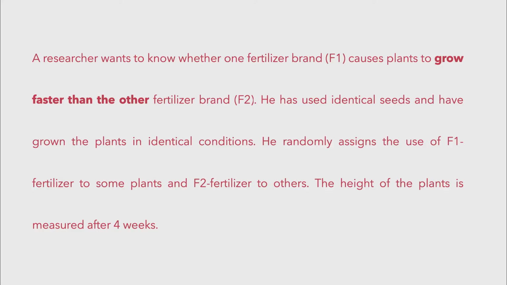This researcher has used identical seeds and has grown the plants in identical conditions. He randomly assigns the use of F1 fertilizer to a few of the plants and F2 fertilizer to others. So there is no plant which has been treated with both of the fertilizers. If a plant is given fertilizer F1, then the same plant has not been given the fertilizer from brand F2. The height of the plants is measured after 4 weeks.